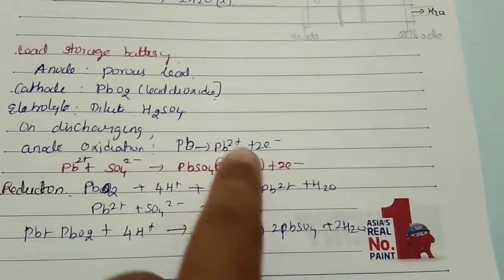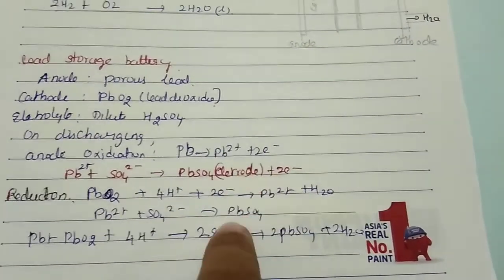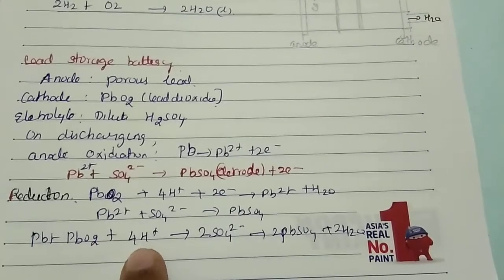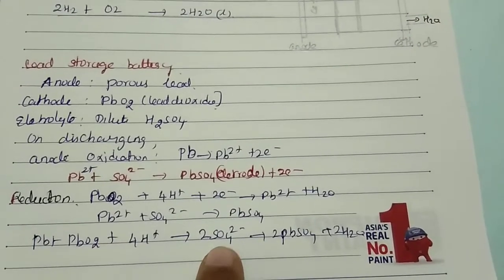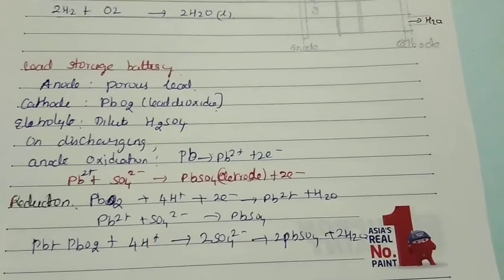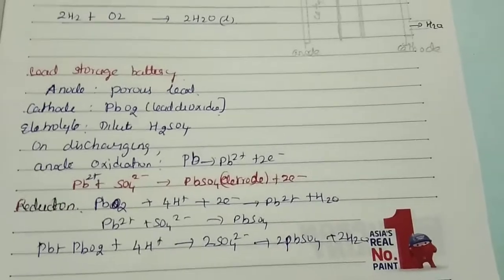On cancellation of the reactions, we are getting Pb plus PbO2 plus 4H+ plus 2SO4 2- giving 2PbSO4 plus 2H2O. While on charging, the reaction will be reversed.